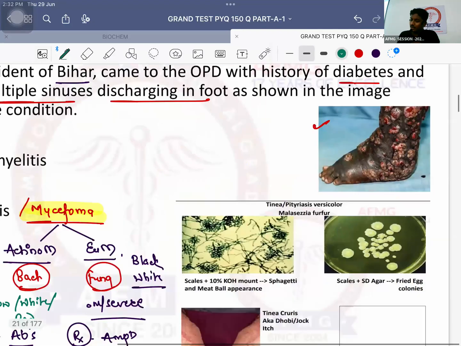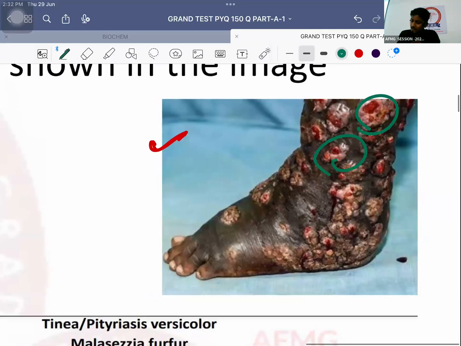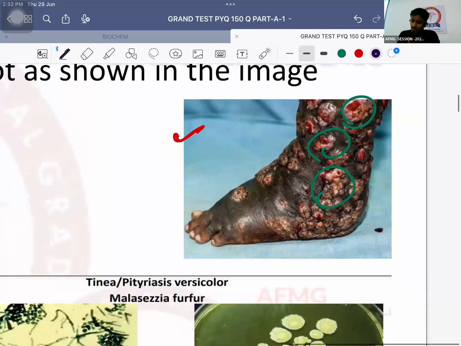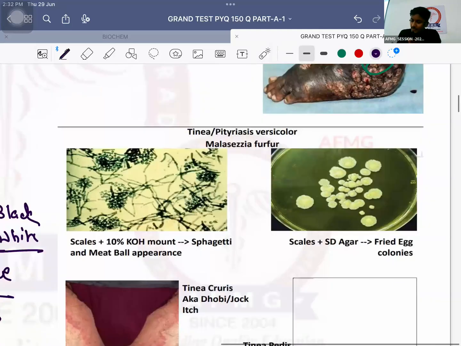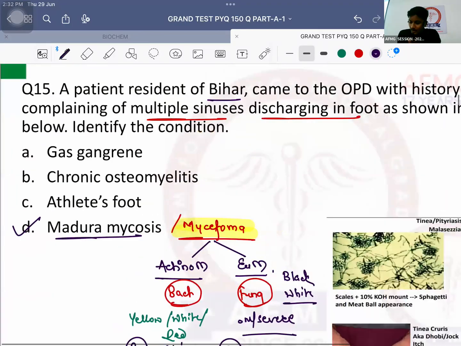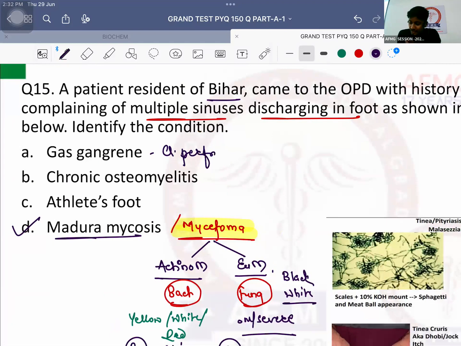This is Madura mycosis, Madura foot or mycetoma. These are the multiple pus discharging sinuses. Usually, this can be a case of actinomycetoma, because if there are multiple sinuses discharging pus, it is actinomycetoma. Single sinus discharging pus is usually eumycetoma. So that's the basic difference. No issues with this, anybody? Gas gangrene is caused by which organism, anybody? Clostridium perfringens. And the treatment of choice for gas gangrene is also amputation itself.